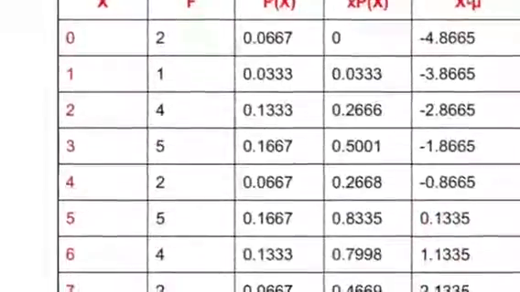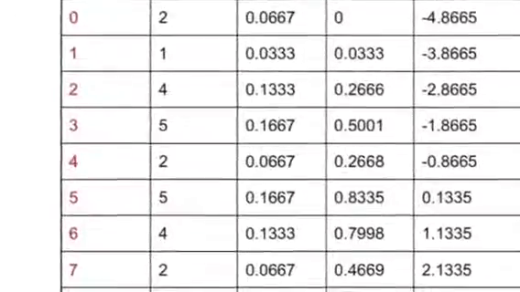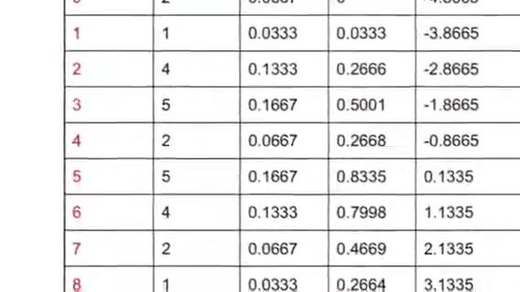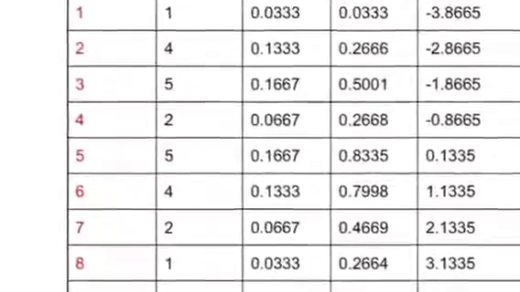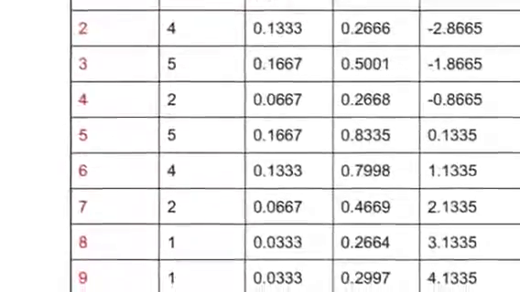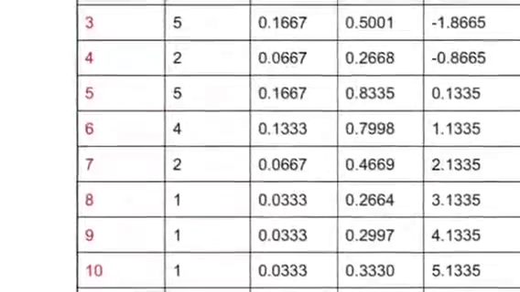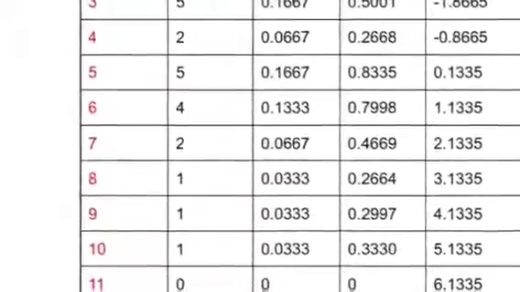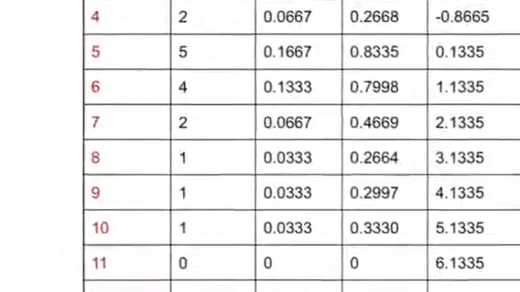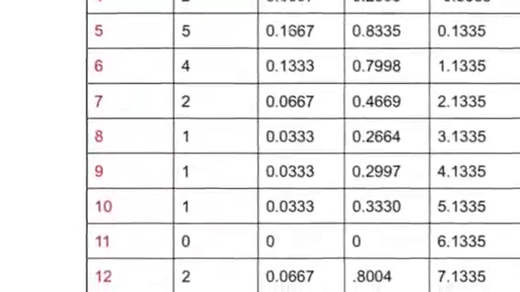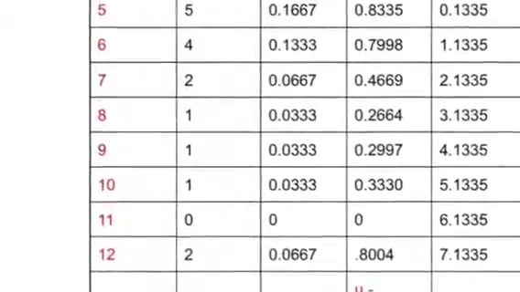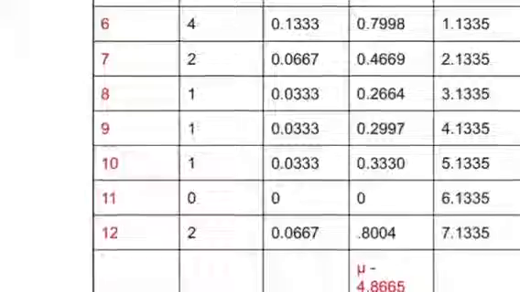Then you subtract mu from each of the x's, so 1, 2, 3, all the way to 12 in this case. So let's say, for example, you subtract mu from 1. 4.8665 is our mu, so 1 minus that is negative 3.8665.